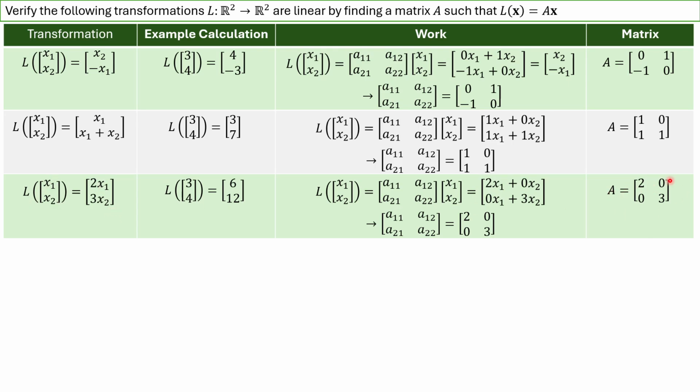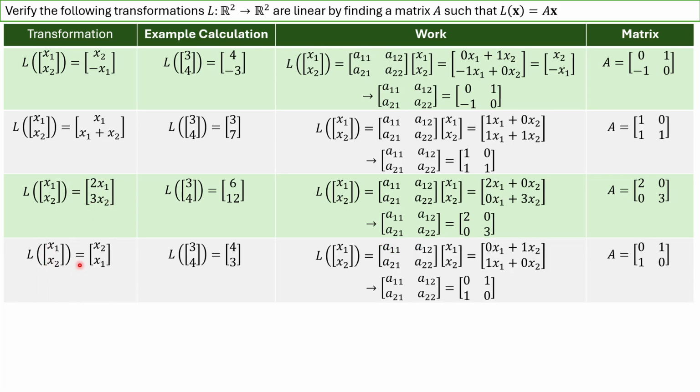That's exactly our diagonal matrix, where you see the first row is going to be 2, 0, because the first row, our output of the linear transformation, is going to be 2x1 plus 0 x2s. Then the second row is going to be 0, 3, because we have 0 x1s plus 3 x2s in the second row of the output of the linear transformation.